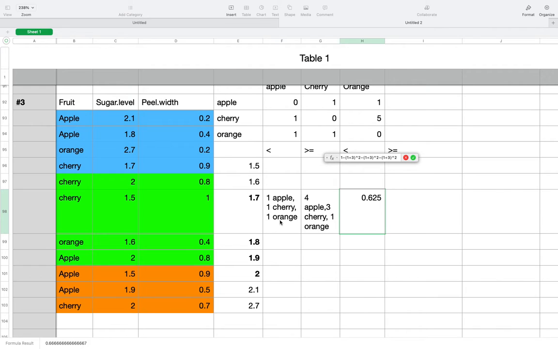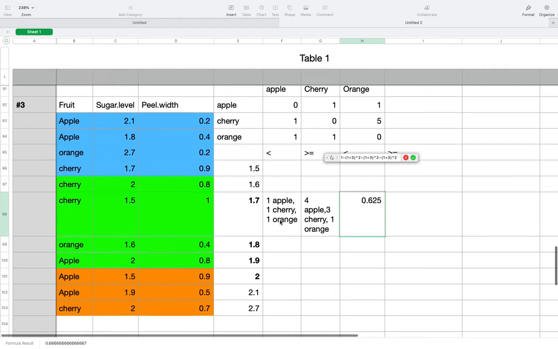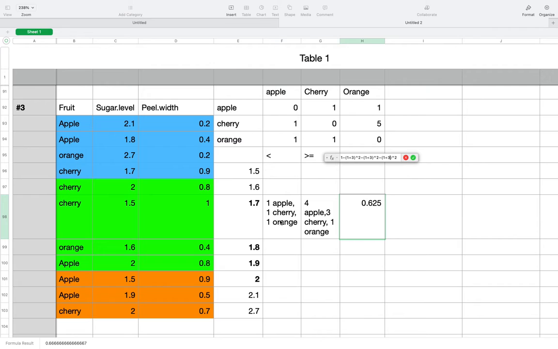So let's assume cherry is going to be the majority. Again, we're cheating. We're just making something off the cuff a majority for the left side. The right side will work better. I'll show you guys that. So on the left side, let's assume cherry is the majority. Therefore, if it's less than 1.7, this would predict it to be a cherry. So cherry is the prediction.